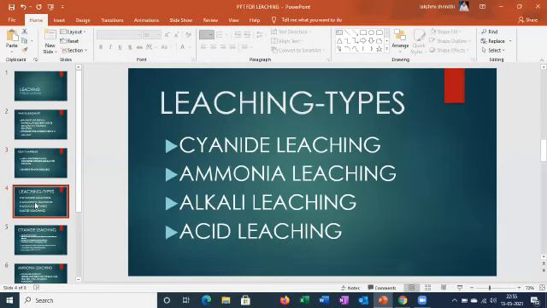As the name indicates, in cyanide leaching, we dissolve the ore in a solution that can produce cyanide ions. In ammonia leaching, we treat it with aqueous ammonia. In alkali leaching, we dissolve it either in sodium hydroxide or in sodium carbonate. In acid leaching, we dissolve it in sulfuric acid. These are the 4 types of leaching. The principle is common to all the 4 types. Let's get into detail with cyanide leaching first.